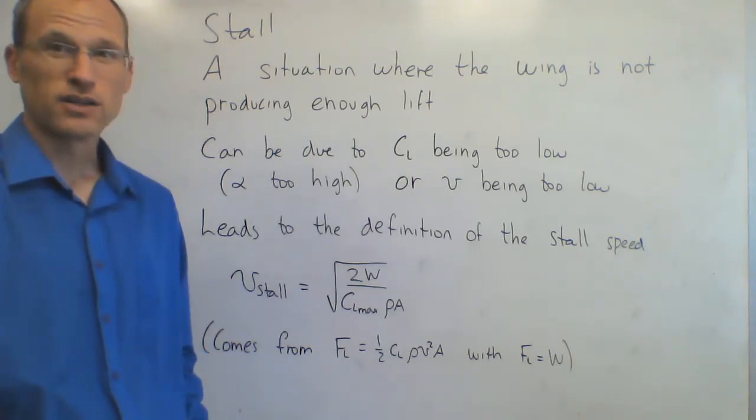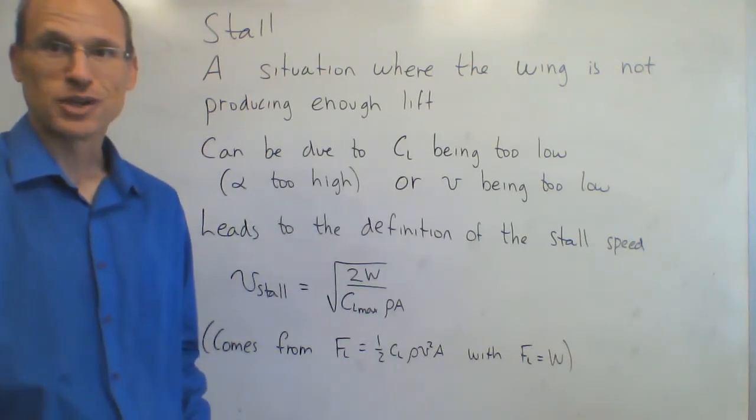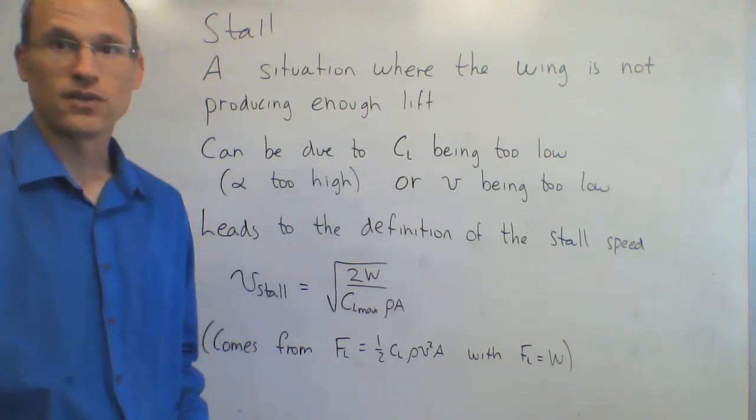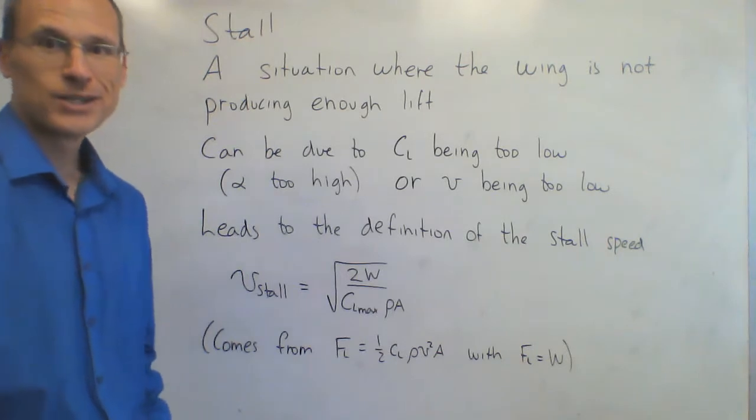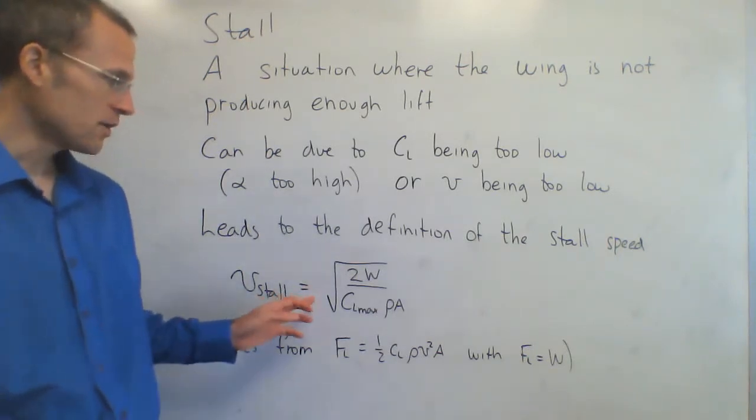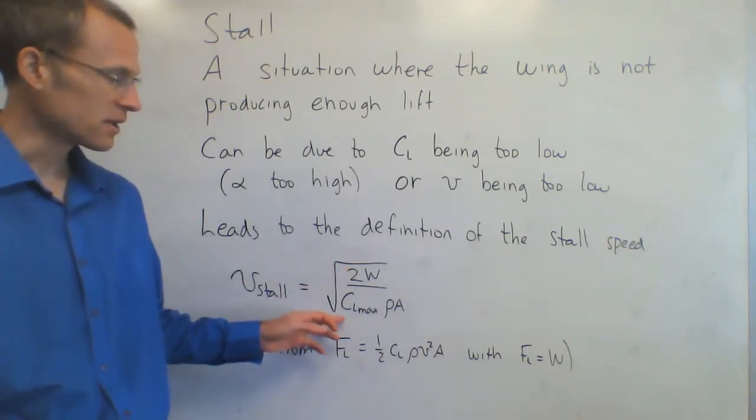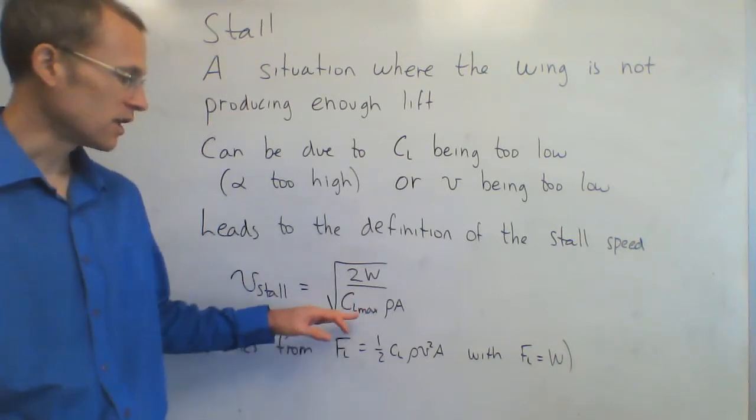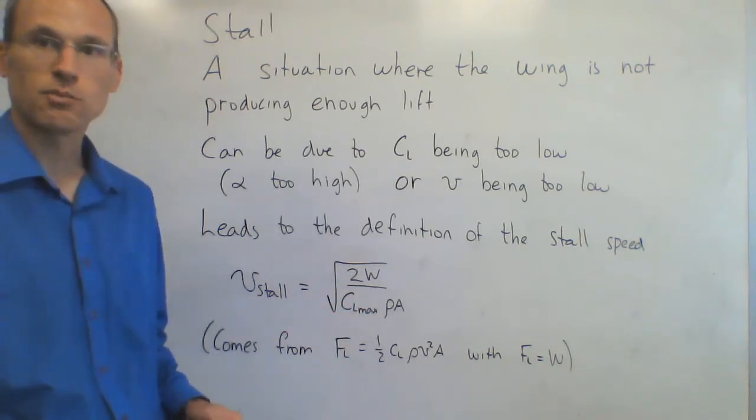So basically the minimum speed you need to go to produce enough lift. Enough lift is generally defined to be the weight of the plane, because that's generally what you want. If you're not producing enough lift that's equal to the weight of the plane, you're not going to stay in the air very long. So stall speed, 2 times the weight of the plane divided by CL max, density and area. So CL max is the maximum CL you can possibly get.